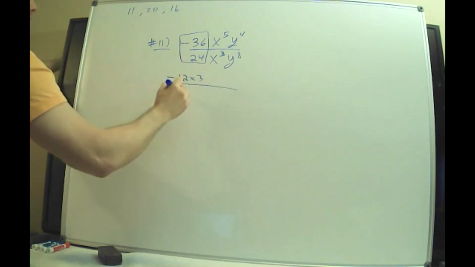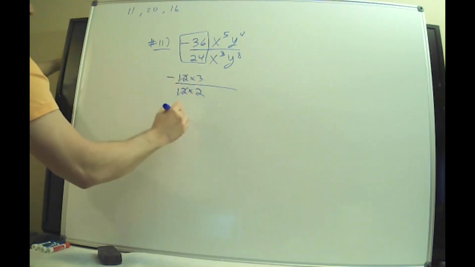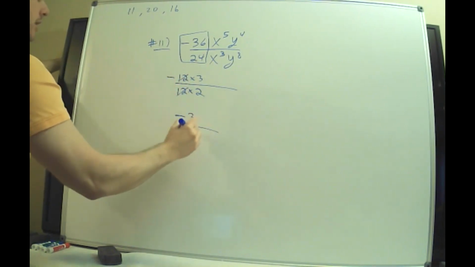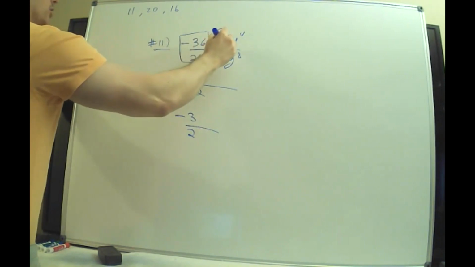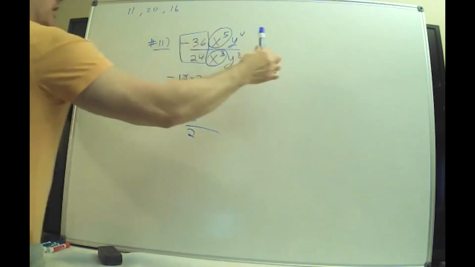36 is 12 times 3, and 24 is 12 times 2. Cross out the 12s, keep the minus sign. Wow, that was really hard. Now, the letters. You subtract the powers, and you put it where the higher one was.